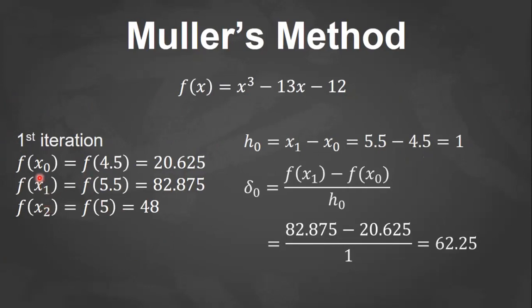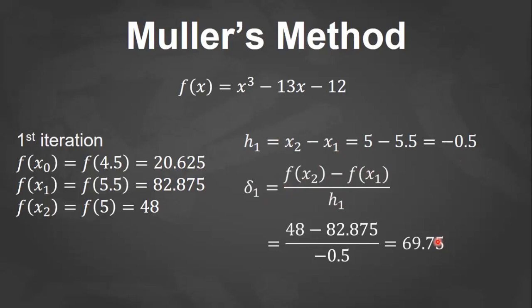Let's first evaluate our function at the initial guesses. So naa na yung function value. Then, di ba, h sub 0 is equal to x sub 1 minus x sub 0. So we have 1. Delta sub 0 is equal to f of x sub 1 minus f of x sub 0 over h sub 0. So just substitute the values, then we get 62.25.